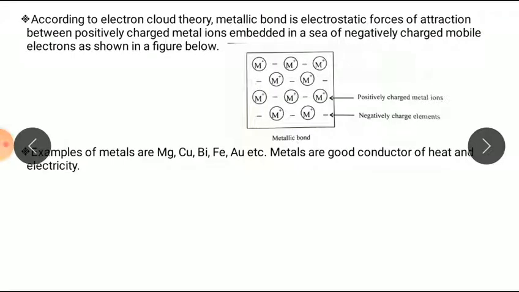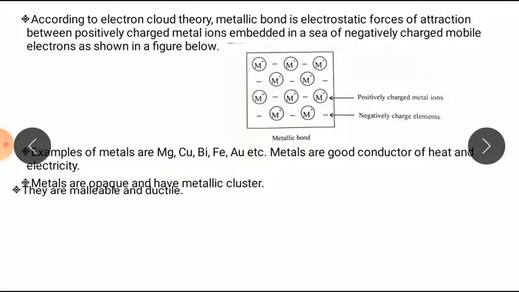Examples of metals are magnesium, copper, bismuth and so on. Metals are good conductors of heat and electricity. Metals are opaque and have metallic luster. They are malleable and ductile.